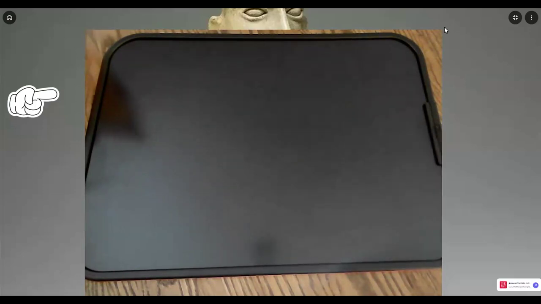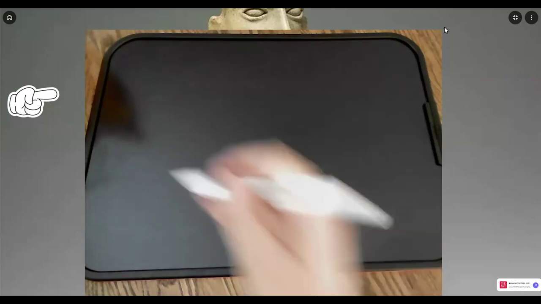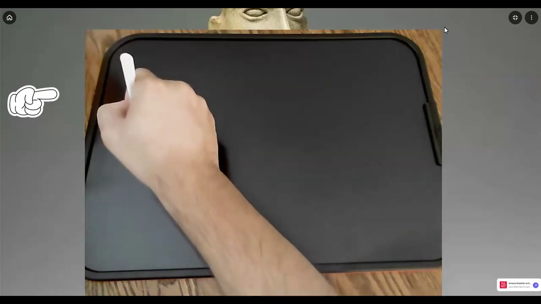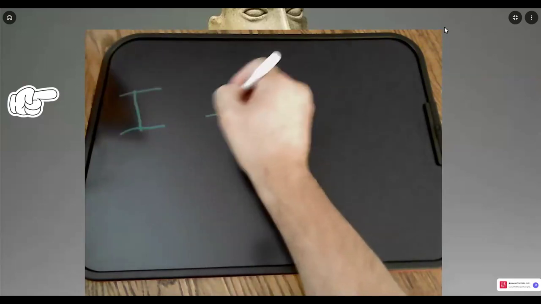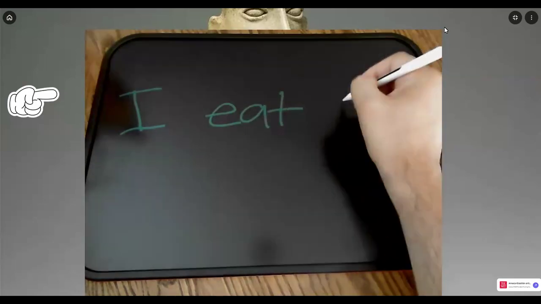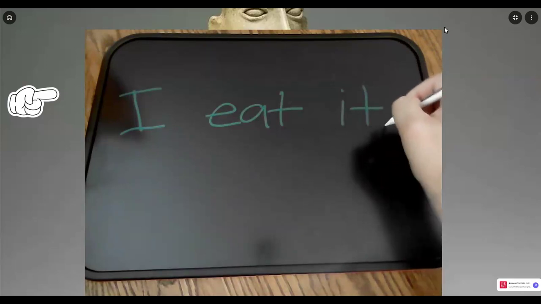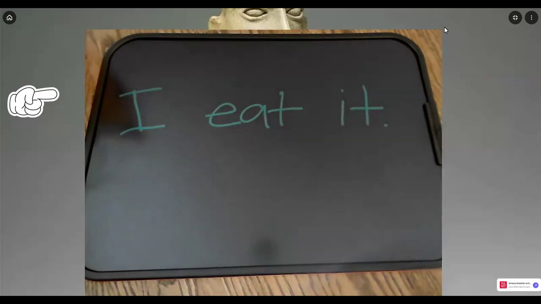Let's start with what we're familiar with, right? So we have: I eat it. We're familiar with English, so this is an English sentence, right?